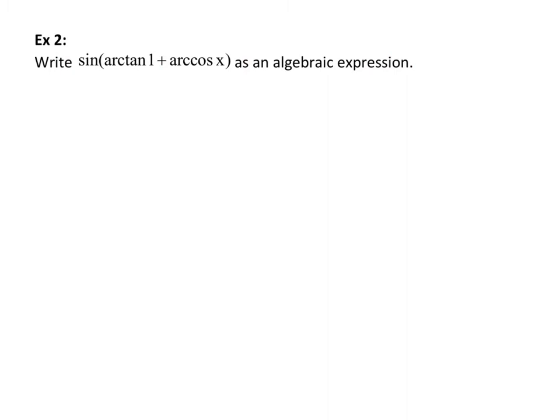All right, next one, write sine of arctan 1 plus arc cosine x as an algebraic expression. Okay, now this looks crazy to start with. All right, we're going to apply the sine sum formula. So imagine this was theta, and this piece here was beta. All right, so when we apply the formula, we get this. All right, take your time, be careful. It's going to look a little crazy to start with.